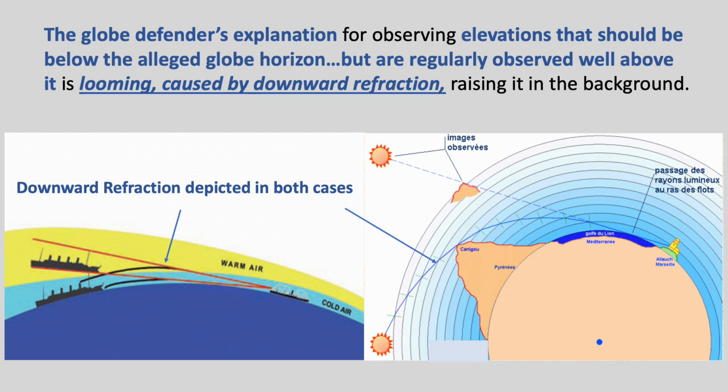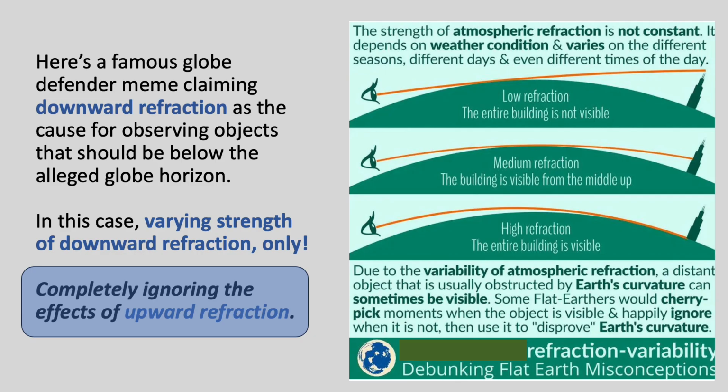Globe defenders typically cite downward refraction as a reason for observing objects in the distance that should be below the horizon. Here's a famous globe supporting meme. Notice it's all downward refraction, completely ignoring the effects of upward refraction.